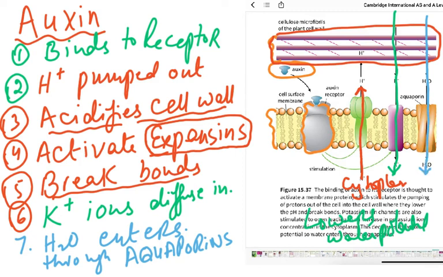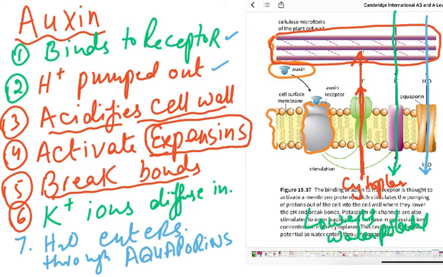So once again, first of all, I said auxin binds to receptor. Then I said this causes hydrogen ions to be pumped out. When the hydrogen ions are pumped out, they're pumped out where? They go into the cell wall. So this lowers the pH of the cell wall. This of course activates the expansins.